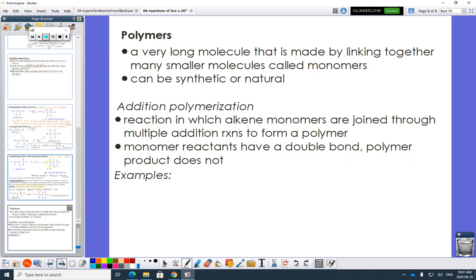Okay, so one more application of this is called a polymer. Polymers can be synthetic, like nylon is a polymer. They can be natural, proteins are polymers. Anything that's a big molecule.